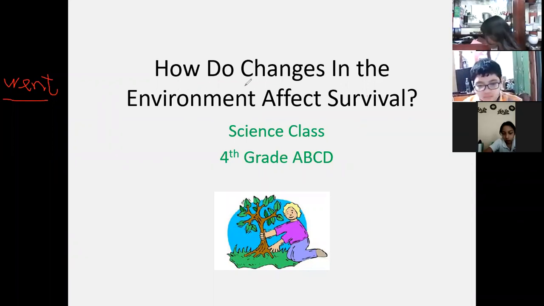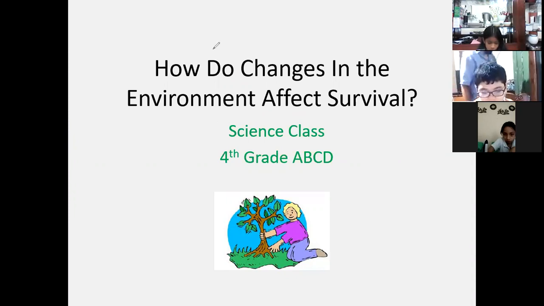Let's continue talking about changes that affect the environment's survival. We took what we saw yesterday. Tell me a specific thing that affects the environment. Air pollution. Pollution in general. We talk about pollution, right? We said that land pollution, air pollution, water pollution. Exactly, because there are three different kinds of pollution.